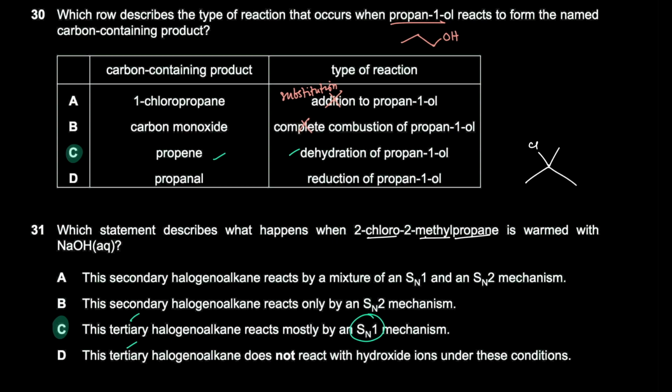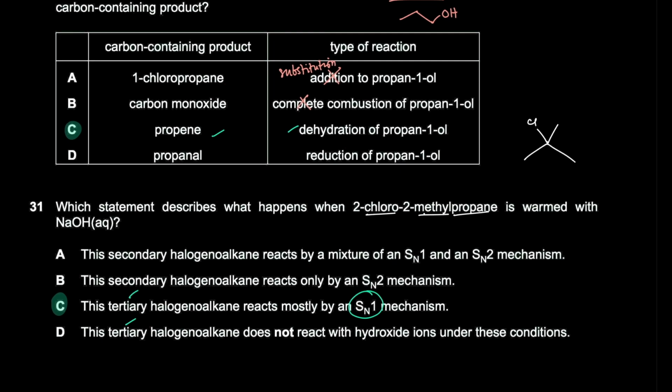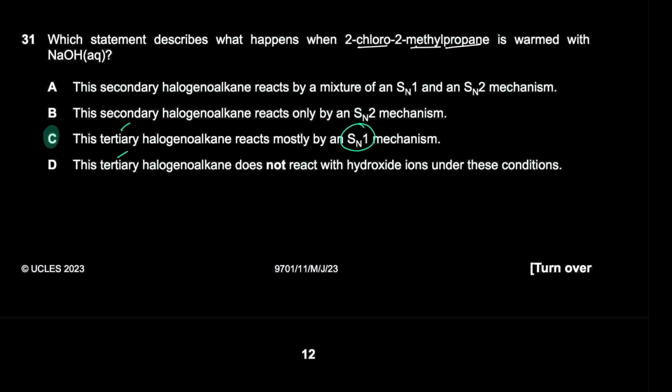They react by an SN1 nucleophilic substitution mechanism. With aqueous sodium hydroxide, the hydroxide substitutes for the chlorine and we end up getting an alcohol. The reason why tertiary halogenoalkanes favor the SN1 mechanism is because we form a tertiary carbocation intermediate, which is relatively stable and requires a relatively low activation energy to form, due to the positive inductive effect of the alkyl groups.